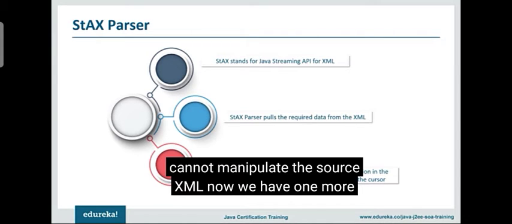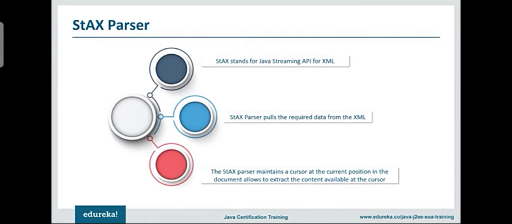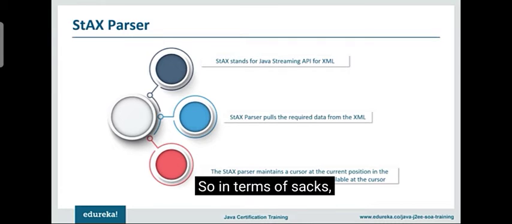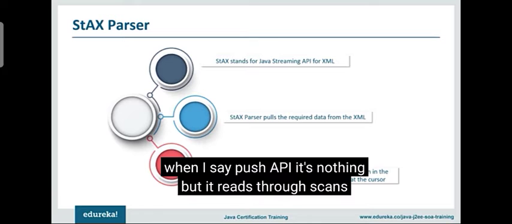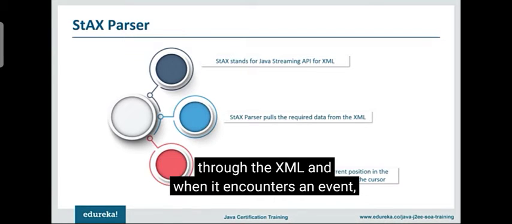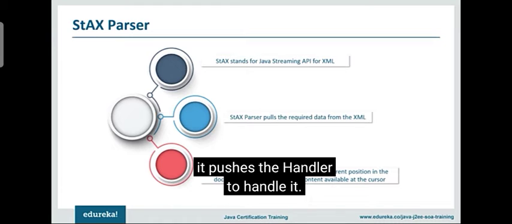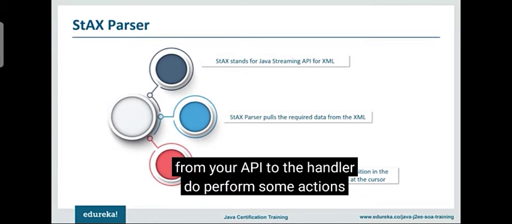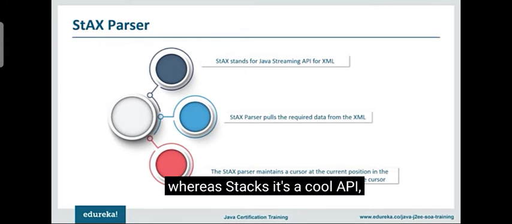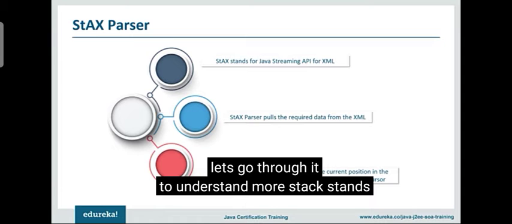Now we have one more, which is StAX. If you imagine SAX, it's a push API, all right? When I say push API, it reads through and scans the XML, and when it encounters an event, it pushes to the handler to handle it. So there's a push from your API to the handler to perform some actions. Whereas StAX is a pull API. Let's go through it to understand more.